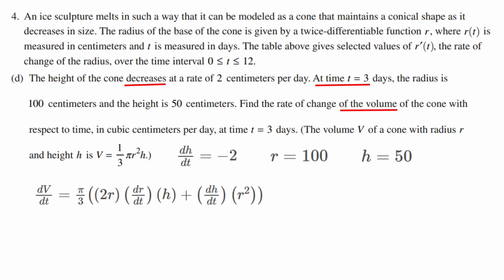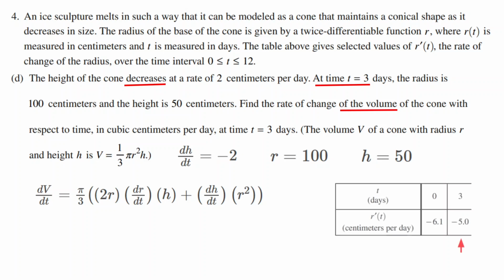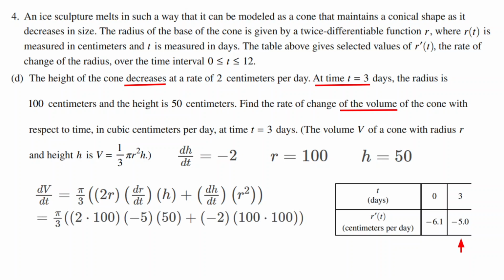We can plug in the values r, dH over dt, h, r again, and from the table, we can also obtain dr over dt at time t equals 3. We can write it out like this and stop here afterwards. If you did simplify it, it ends up being negative 70,000 pi over 3. The units are given in the problem, centimeters cubed per day.